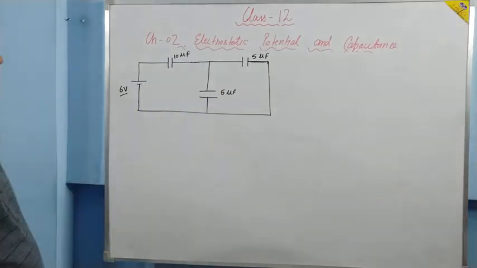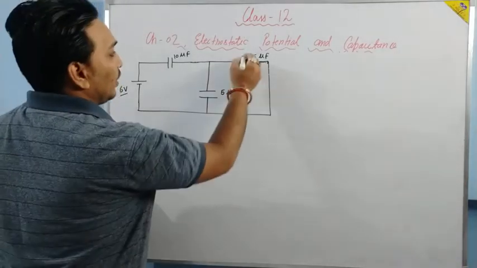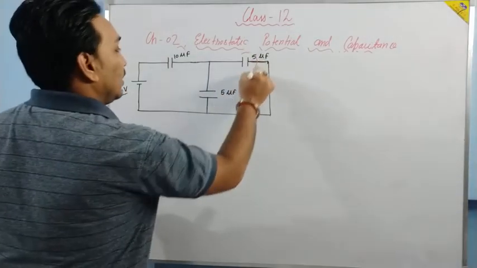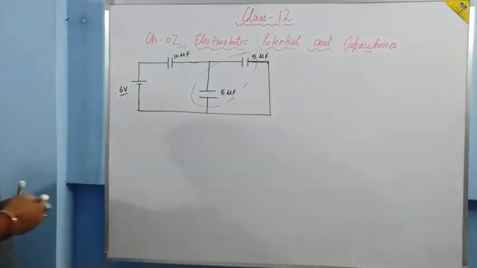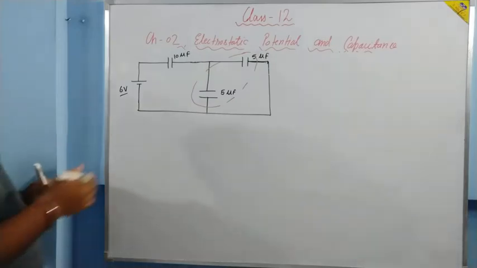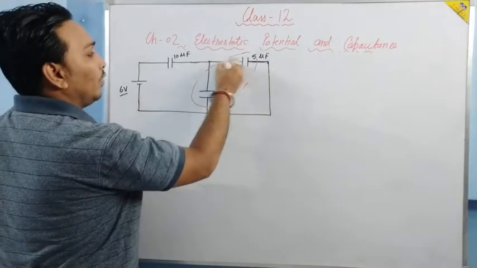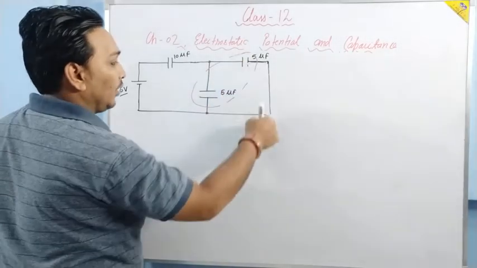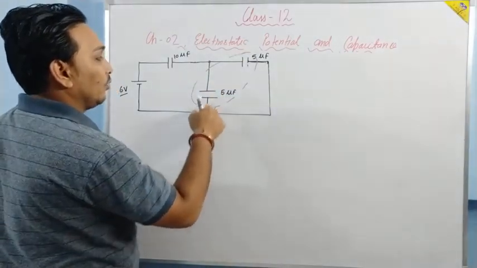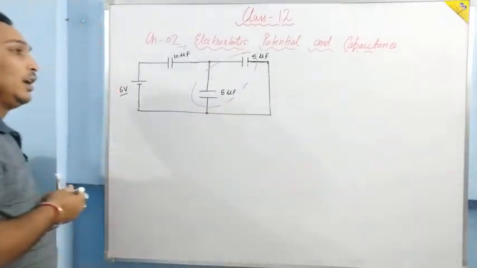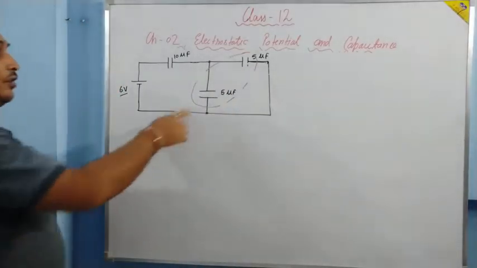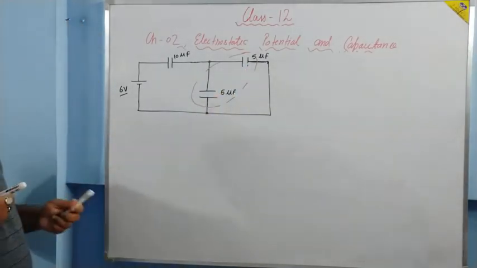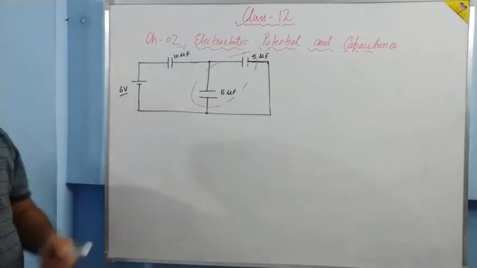Okay, now let us see. See these two capacitors, they are connected in parallel. How can I say? Just see, at this common point, one plate of the capacitor is connected, and at this common point, the other plate of the capacitor is connected. So because of this, these two capacitors are in parallel, and if they are in parallel, their equivalent is what? 10 microfarad, because in parallel combination, C equivalent is equal to C1 plus C2.